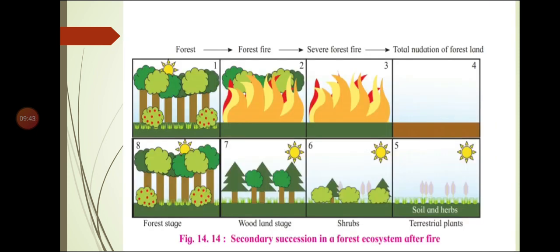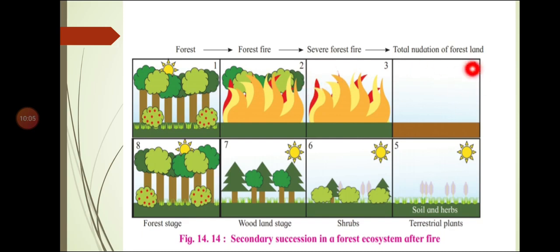Now moving on to the secondary succession. Here this is the example of secondary succession in forest after fire. You can see here we need to study this diagram. First, initially forest is there. Then forest fire. Because of the fire, what will happen? Several forest fires are there. Because of the forest fire, what happens?